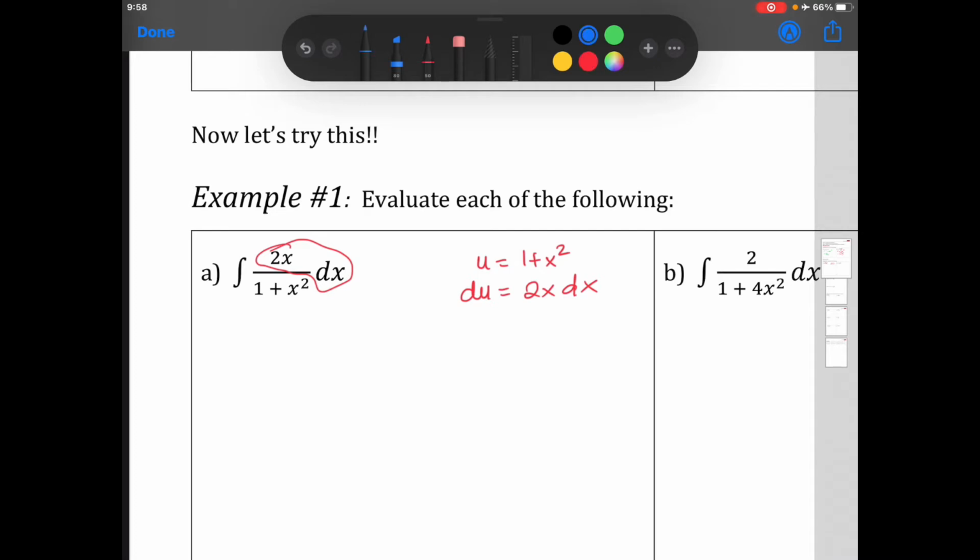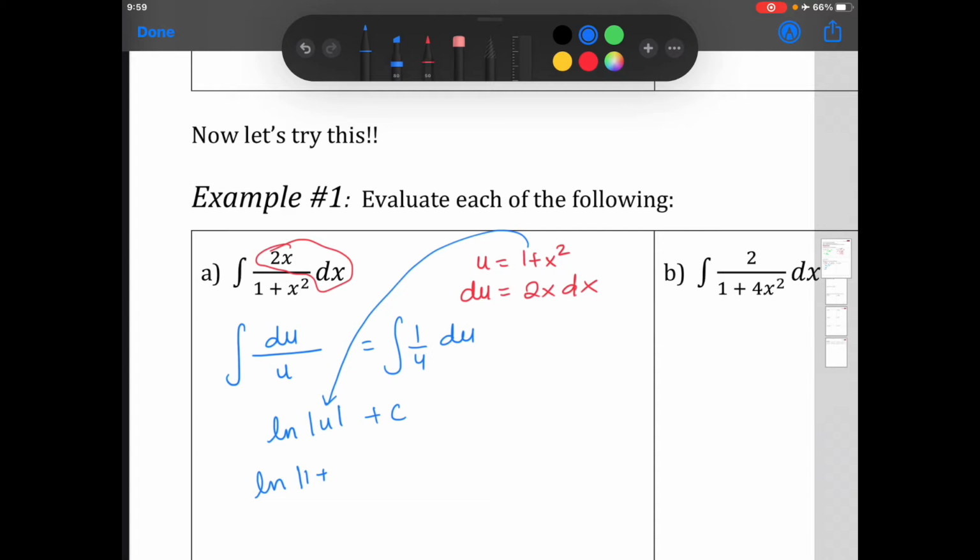So I'm going to rewrite it. In my numerator, it would be du over 1 plus x squared, which is just u. So I can rewrite it as 1 over u du. The integral of 1 over u is ln of u plus c. And now plug back your 1 plus x squared for u, which is ln of 1 plus x squared plus c, and that's your answer.